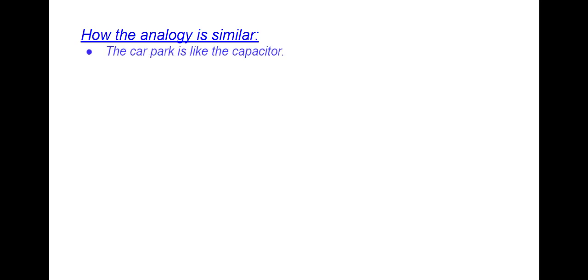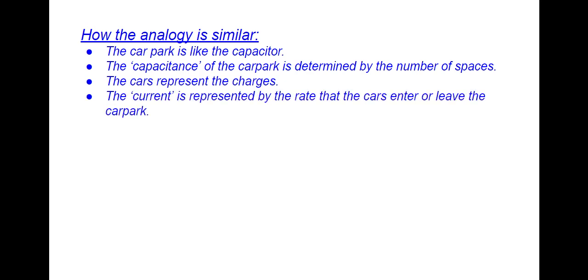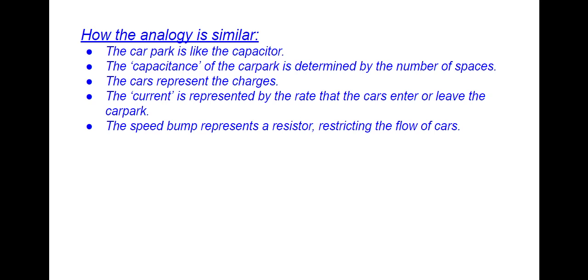So, there are a number of things we can say here. There are a number of ways that the car park analogy is very similar to a capacitor. The car park itself is like the capacitor. The capacitance of the car park is determined by the number of spaces. The cars represent the charges. The current is represented by the rate that the cars enter or leave the car park. The speed bump represents a resistor restricting the flow of cars.